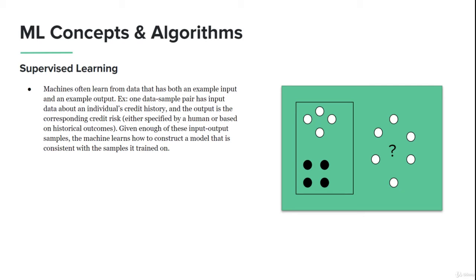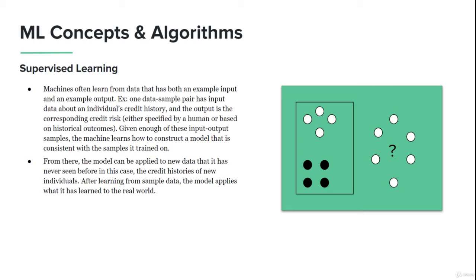And then given enough of these input and output samples, the machine learns how to construct a model that is consistent with the samples it trained on. So this is extremely powerful here, and this is what supervised learning is really about. This is probably one of the best types of learning methods because you are able to be on top of it, right? It's supervised. You have a certain set of criteria, data points, and it's able to learn on its own through that particular setup.